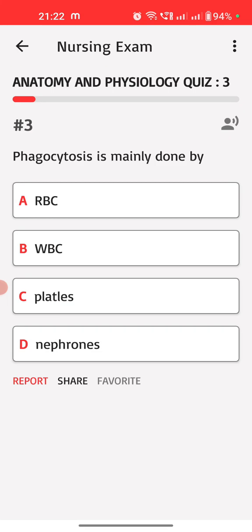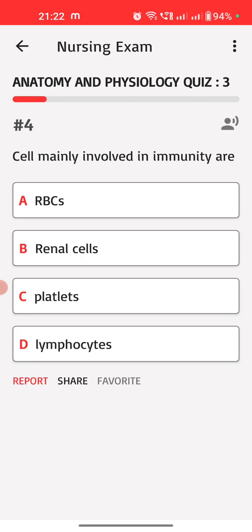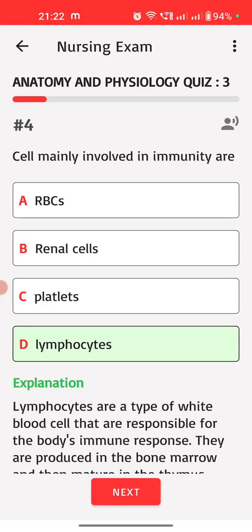Phagocytosis is mainly done by A. RBC. B. WBC. C. Correct answer. Cells mainly involved in immunity are A. RBCs. B. Renal cells. Correct answer.